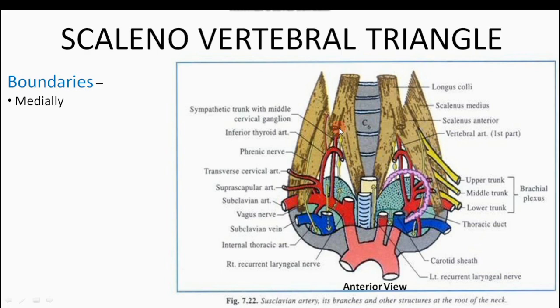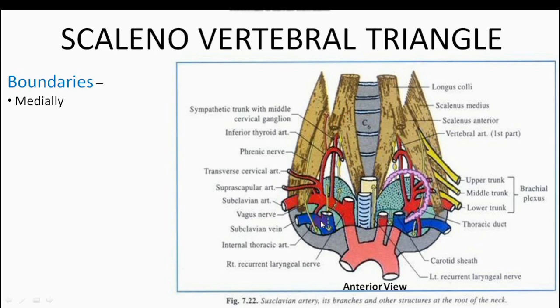Clear? And here at the apex we see this is C6 vertebra. So the transverse process of C6 will be here, somewhere here. So the apex is bounded by the transverse process of C6 vertebra.